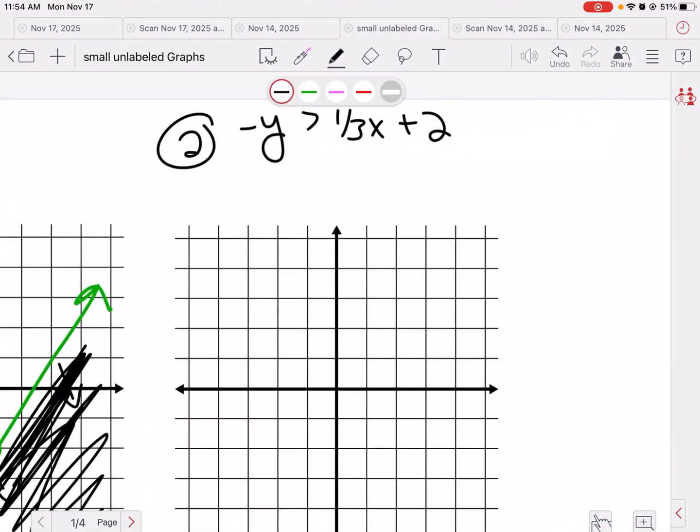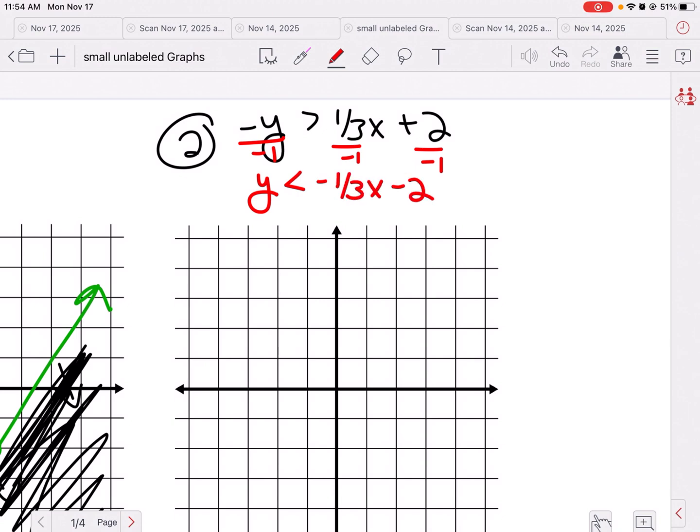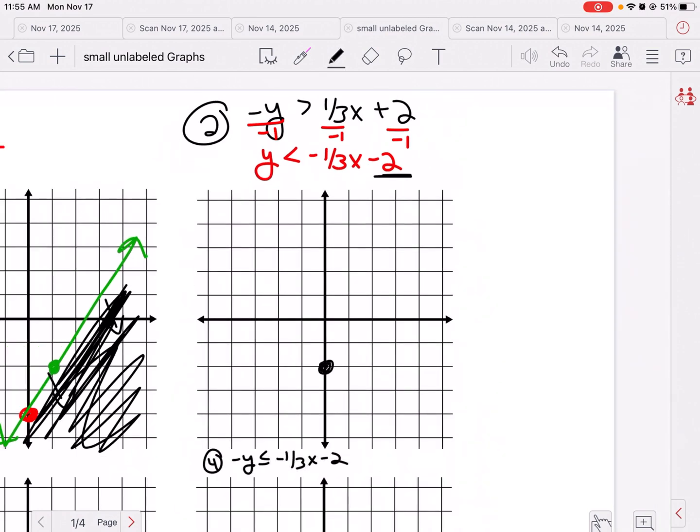We're going to go ahead and look at number 2. Number 2, y is not by itself, so we're going to divide every piece by -1. And remember, when we divide by a negative, we have to flip the sign of our inequality. And again, we're going to go ahead and graph our y-intercept first, which is at -2.